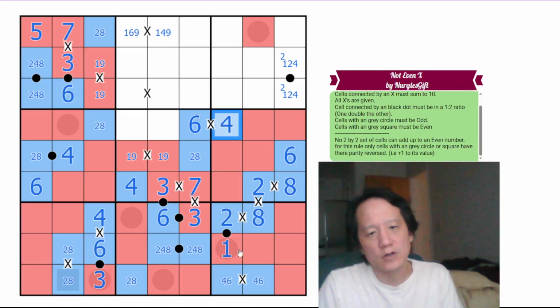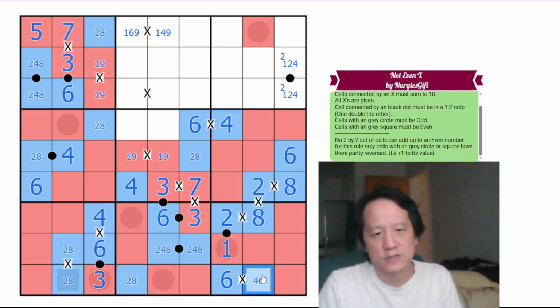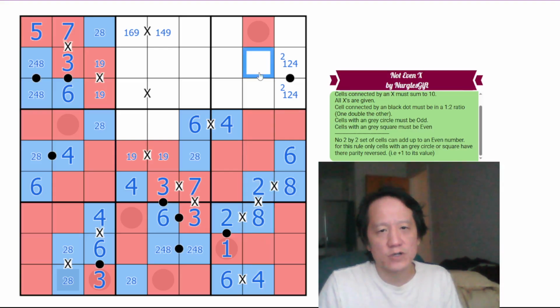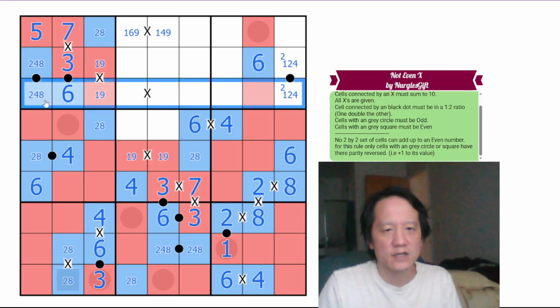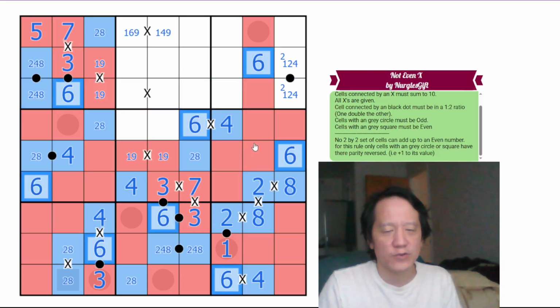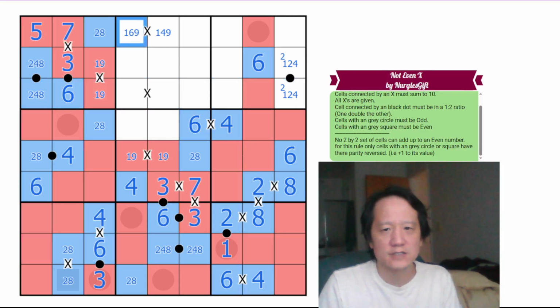Four here eliminates 4 here, so this is 6, this is 4. We have a 6 in one of these two spots, and it cannot be here. So this is odd, which forces this to be the 6 and even. That means where is the 6 in? We actually have 8 6s. We know where the last 6 has to be. It has to be here. So this is 6, this is 4.